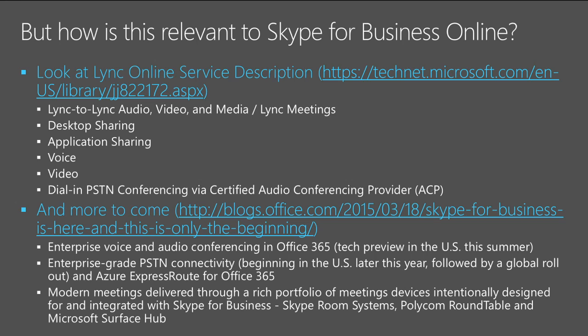And then more is coming along the line, right? You might have heard already on a few occasions this week, and it was announced in March of this year, we are bringing some additional features that ultimately depend on real-time media. So enterprise voice and audio conferencing in Office 365, which we are planning for the US this summer. The second one is that we are planning to bring enterprise-grade PSTN connectivity and Office 365 or Azure ExpressRoute as well, coming later this year in Q3.